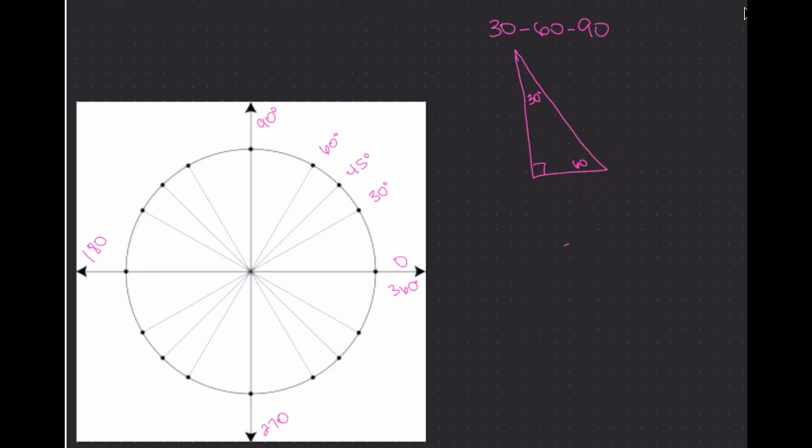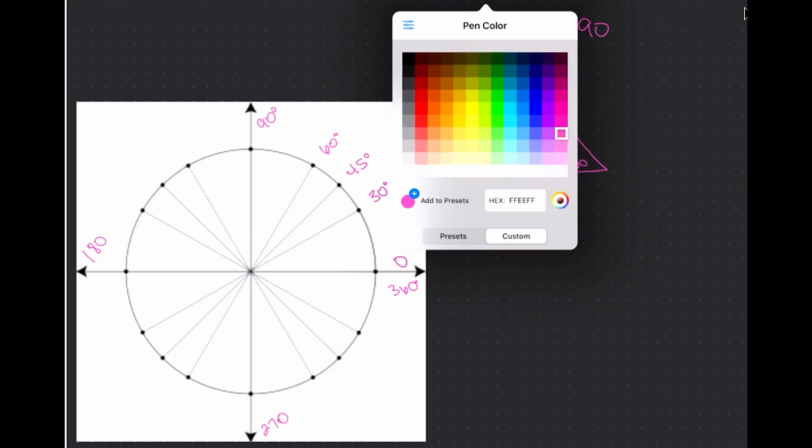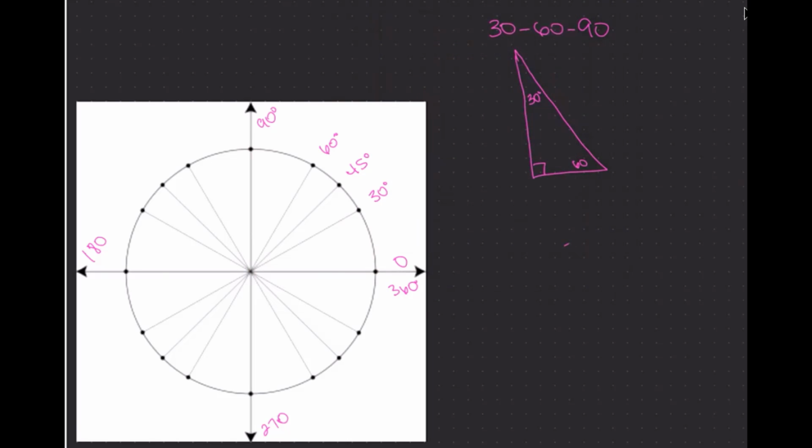I don't think I like pink on the black. It doesn't seem like it shows up very well.